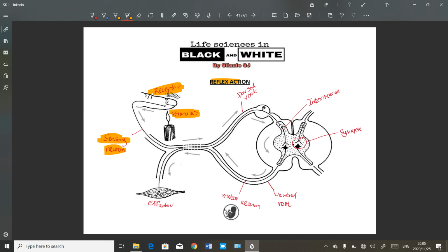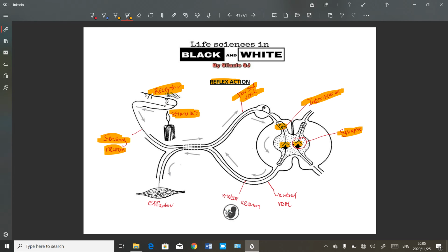The sensory neuron will transmit the impulse towards the spinal cord, but it will pass through the dorsal root. And then the impulse will reach the interneuron. But there's a microscopic gap between any neurons. That microscopic gap is called a synapse, as can be seen in the diagram.